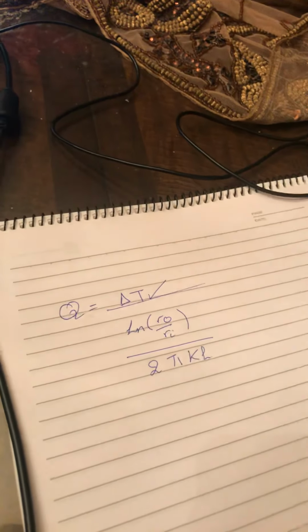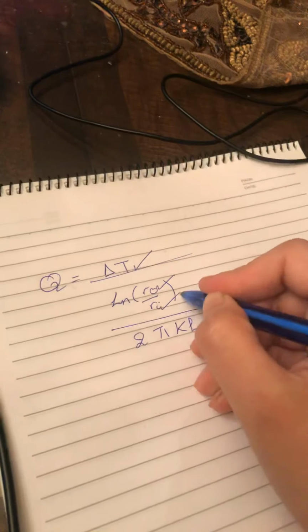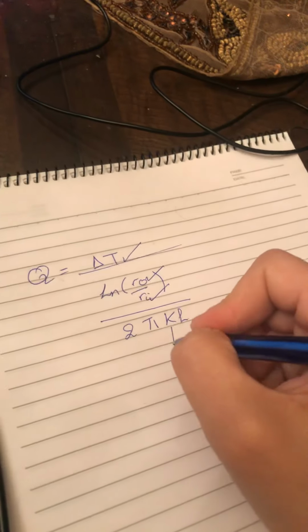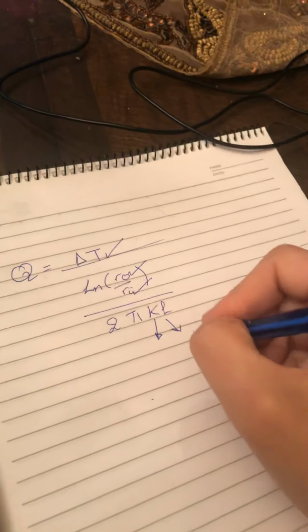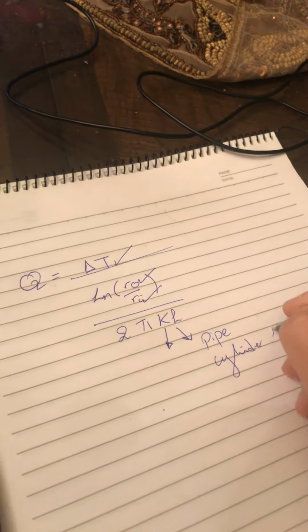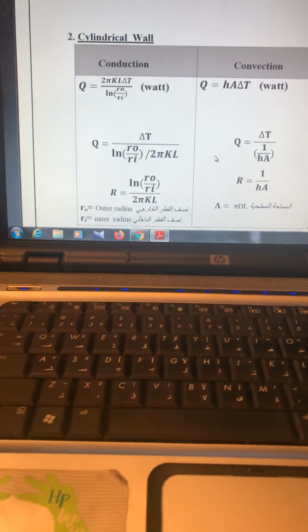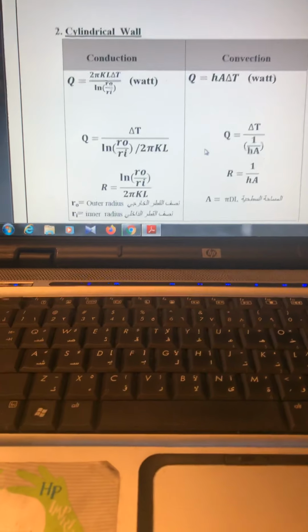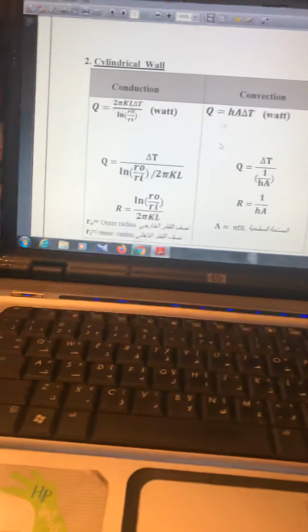Delta T is for the temperature difference. This is for the outer radius. This is for the inner radius. K is the coefficient for heat transfer for the material. L is the pipe or the cylinder length. Okay? And R is the resistance. The resistance, as we said, would be ln RO over RI divided by 2 pi KL. This is in case of the first one, the conduction.